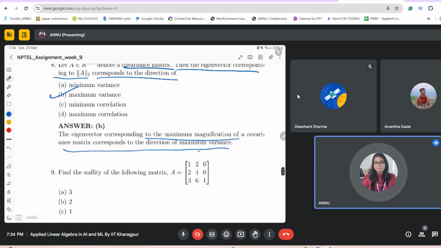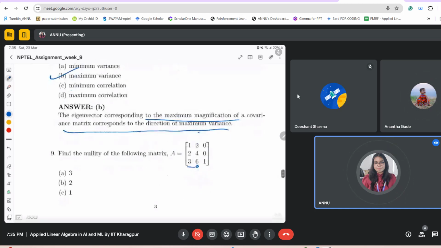So the nullity is rank minus... nullity is what? Dimension minus rank. Dimension minus rank. Yeah. So we need to calculate the rank. This is actually the 1, rank is 1. And 3 minus 2, 1. Okay. Let's see the answer.